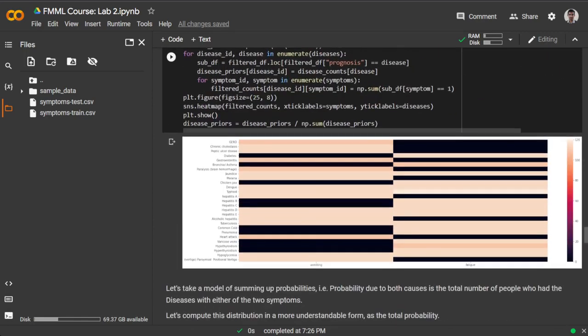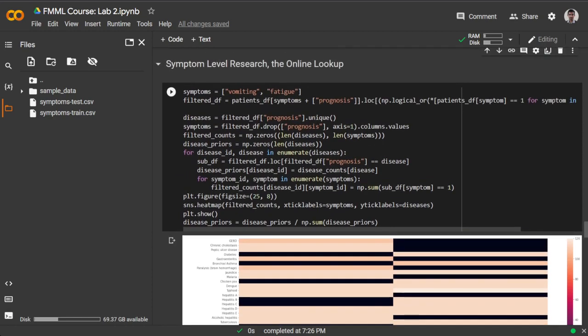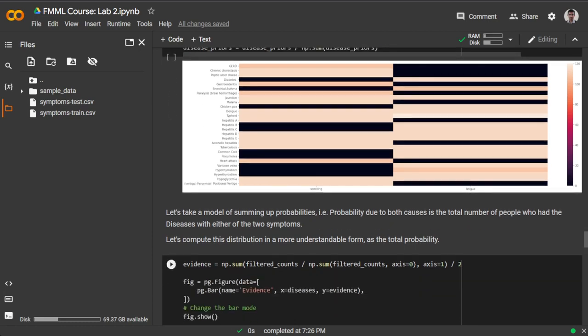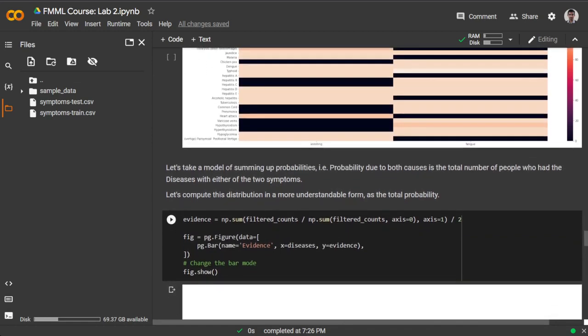So we try to perform some symptom level research, and this is sort of the online lookup that we do. When we take a look at vomiting and fatigue being our symptoms, we can see what are the diseases that are associated with it. So diseases like GERD, which is gastroesophageal reflux disease, is associated with vomiting and not with fatigue. So we can rule this out, and we can rule out a bunch of other examples. But there are a few examples here like dengue and typhoid, which have both of the symptoms being shown. So if you just try to reason based on online searches, you would come up with these examples: dengue, typhoid, etc., being the most probable explanations for your disease.